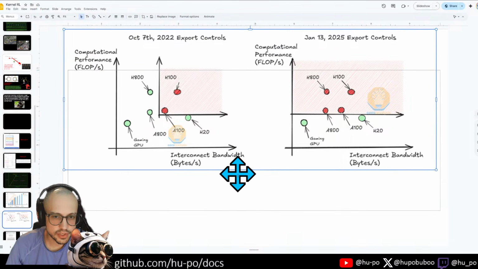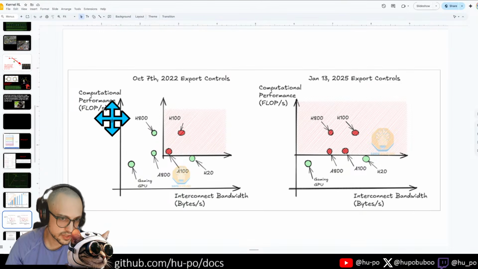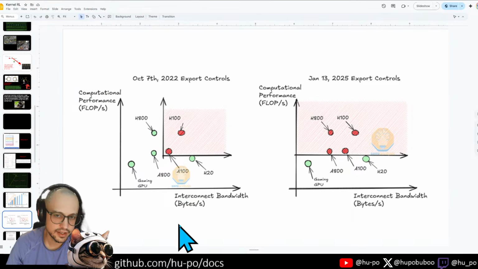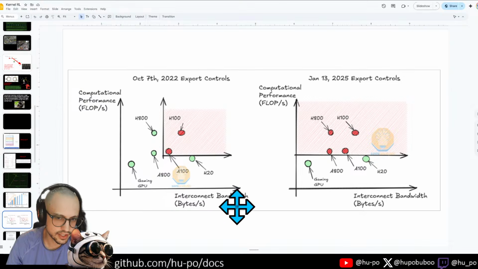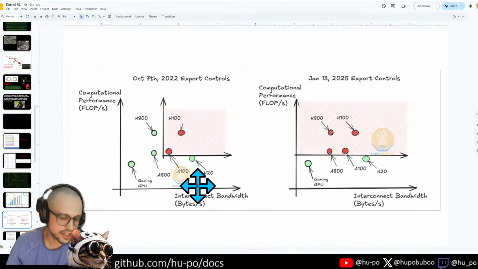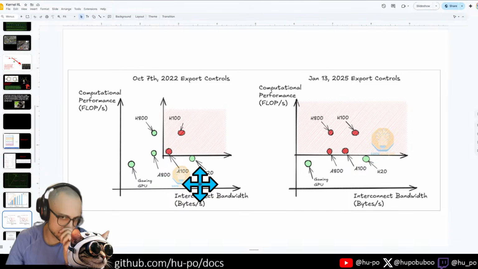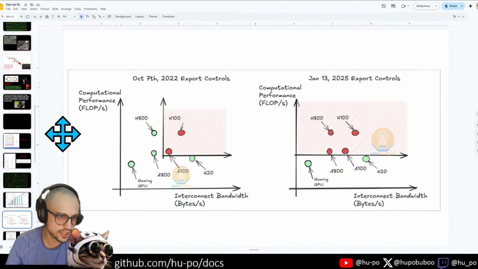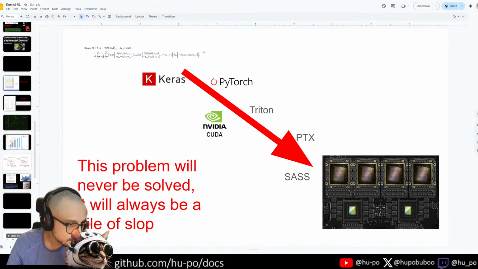Here's another interesting picture. I've shown this one before, but this is the same idea of compute bound, which is computational performance in flops per second, versus memory bandwidth or interconnect bandwidth in bytes per second. And you can see here how we're already starting to see this, I call it speciation, with the H100 versus H20, slightly different designs, right? I think this gets even more exaggerated, and you end up with specialized inference, specialized training, right?